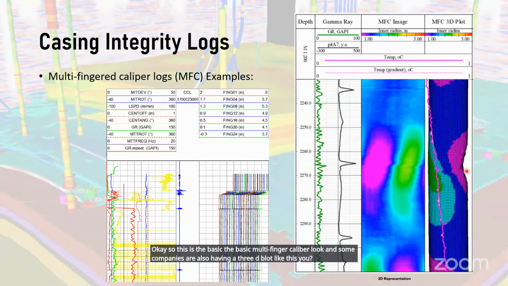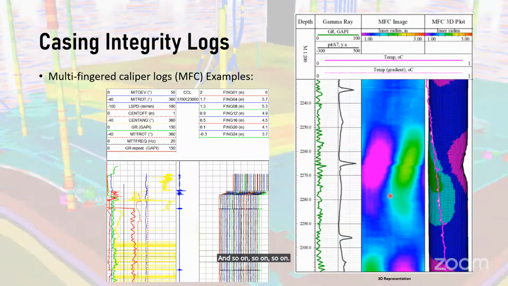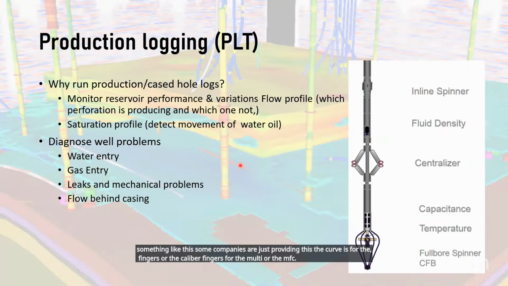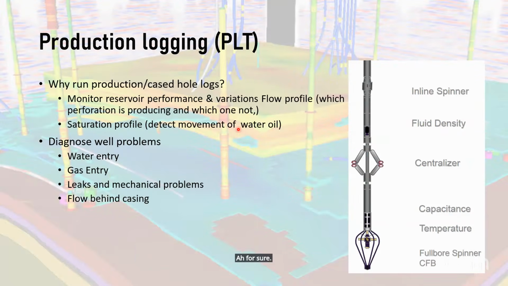You can see that we have some casing deformation here, some enlargement of the casing here, and so on. Some companies are providing something like this, while other companies are just providing the curves for the fingers, the caliper fingers, for the multi-finger caliper or MFC log.